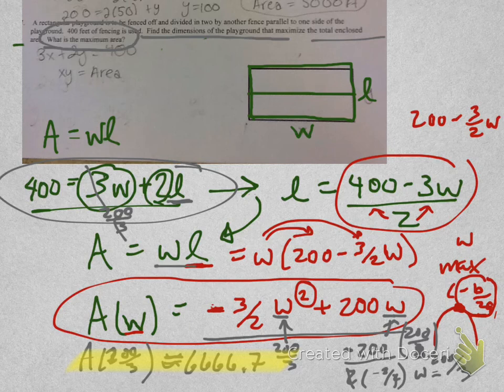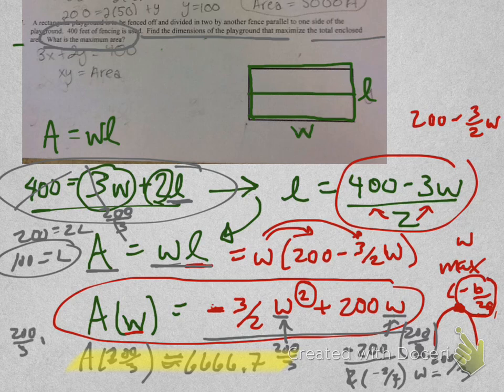Or you could also plug it into here. Either one works, but this is the easiest one. Let's just do it in our head. Now I'm going to subtract 200, so it's going to be 200 equals 2L. So what's L going to be? 100. So our dimensions are 200 thirds by 100.